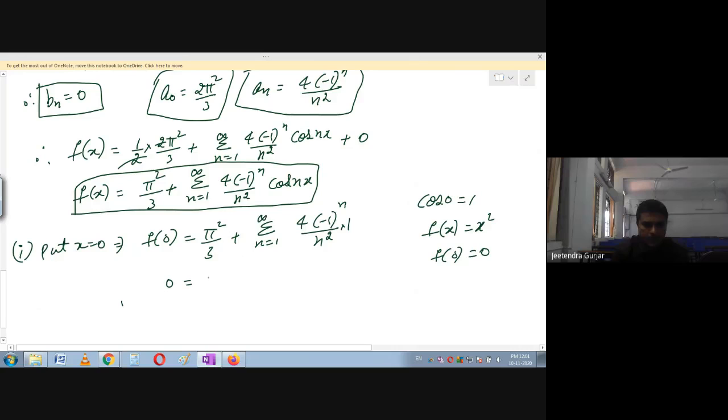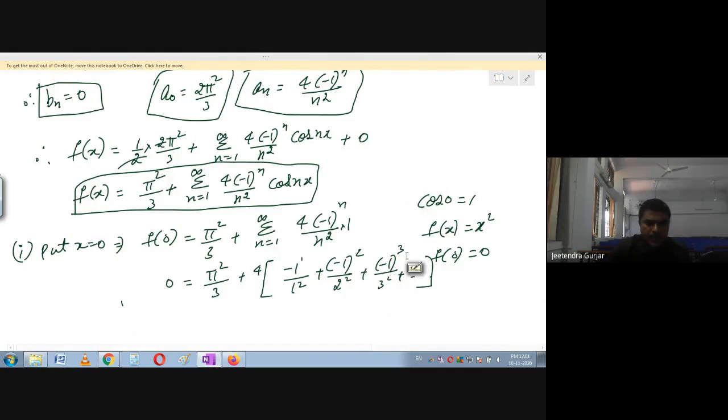So 0 is equal to π²/3 plus, for n, I'm going to substitute n = 1. So 4 I will take outside, 1 by 1, I will substitute (−1)^1 / 1². Then plus, now I substitute n = 2, (−1)^2 / 2², plus (−1)^3 / 3², and this will continue because it's a Fourier series. The function will be continued.